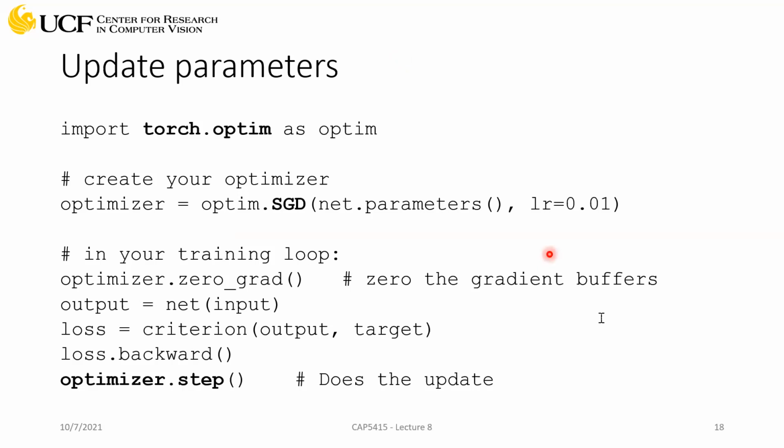Question from Mustafa: output equals net(input) is the forward propagation step. Yeah, that's true. That's just one feed forward step. You have a batch and you do the feed forward. So input is storing one batch of data.